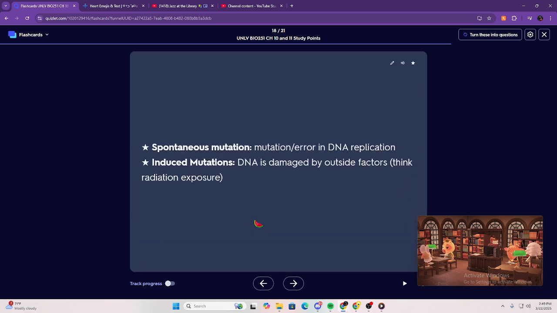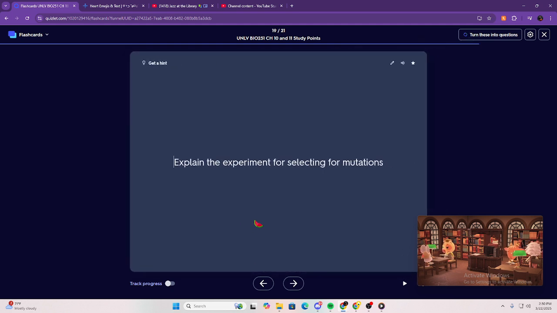Distinguish between spontaneous and induced. Spontaneous is basically a mutation, an error in DNA replication, and it happens out of nowhere. You're replicating your DNA and then you made a mistake. However, for induced, you have to think about outside factors. Basically the DNA is damaged by something like radiation exposure. Radiation damages DNA, so therefore the DNA becomes mutant.